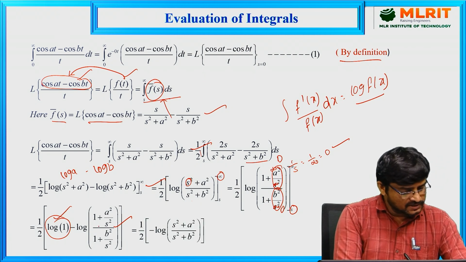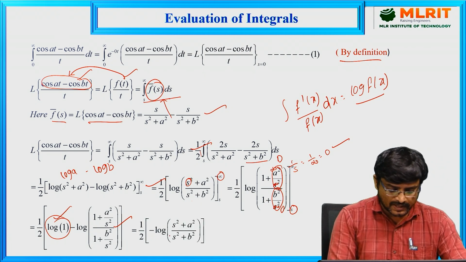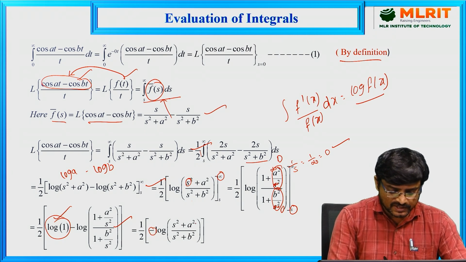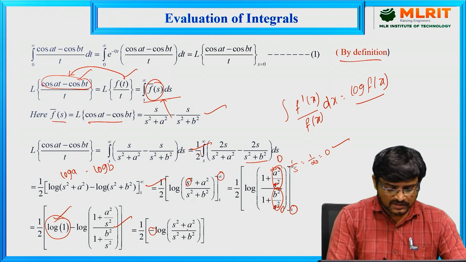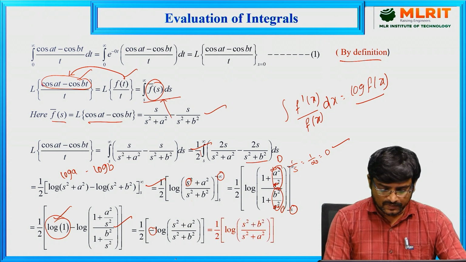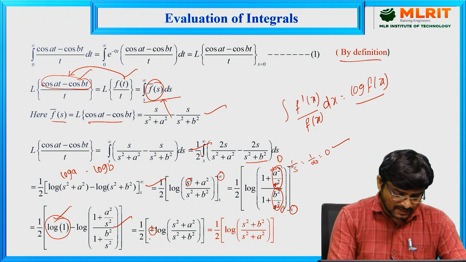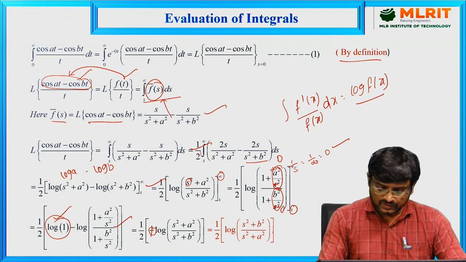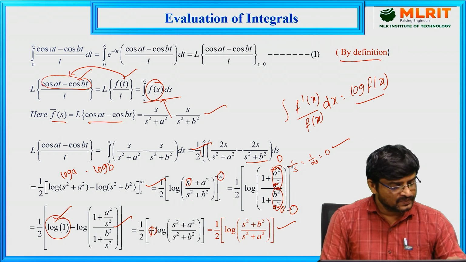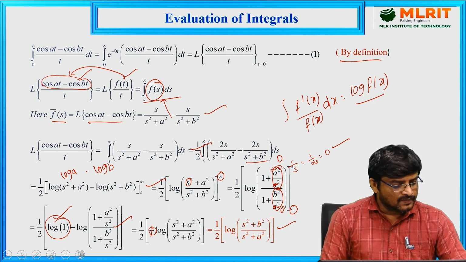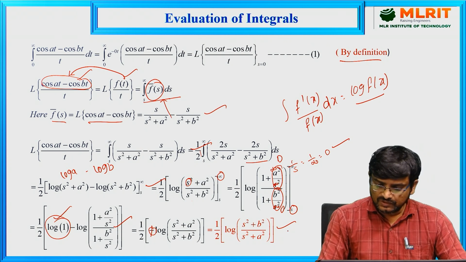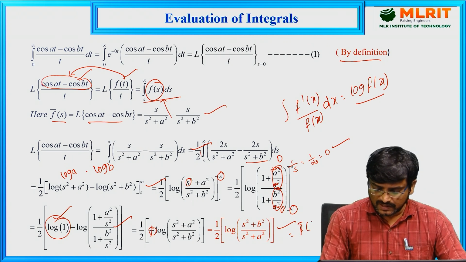So 0 minus this you will get 1 by 2 minus this. So if you want to remove this minus sign here, you just reciprocal this numerator and denominator. Write it as numerator, write it as denominator, denominator, write it as numerator, so we can cancel this negative sign. So this is our final value here. Not final, this is the value of Laplace transform of cos at minus cos bt by t. So this is our f bar of s value here.